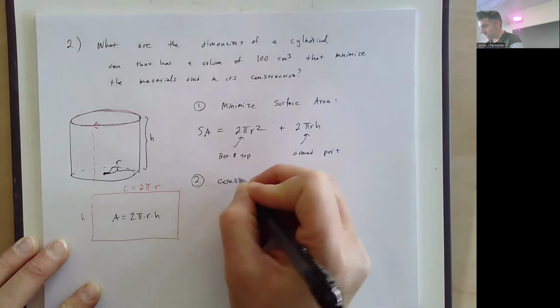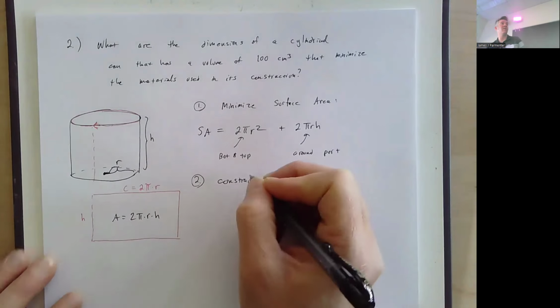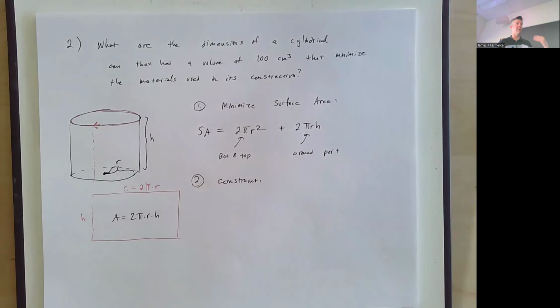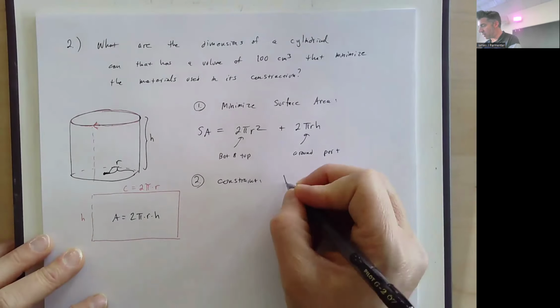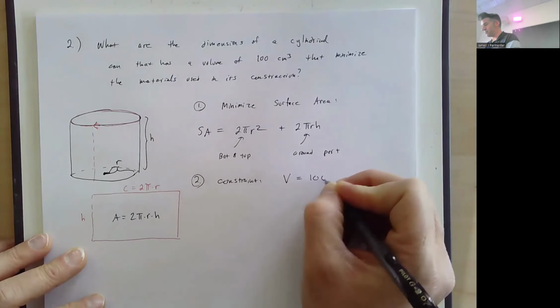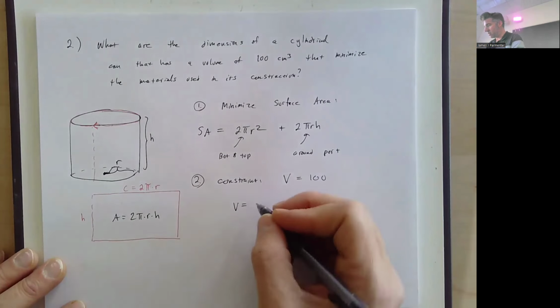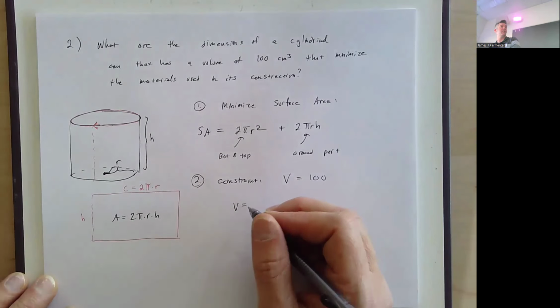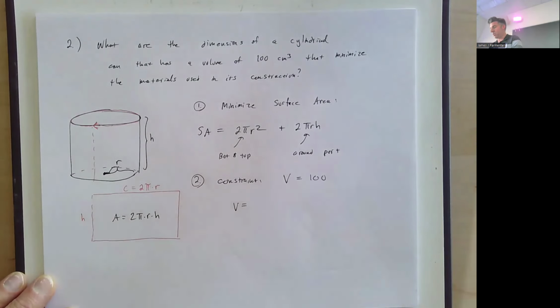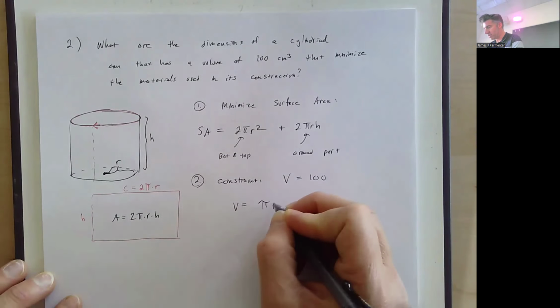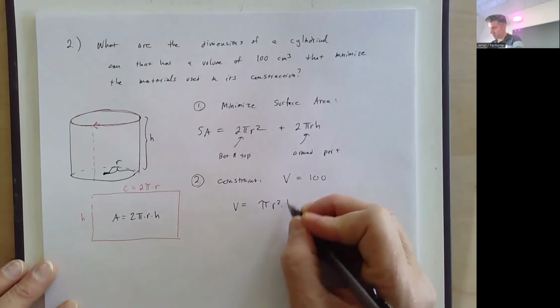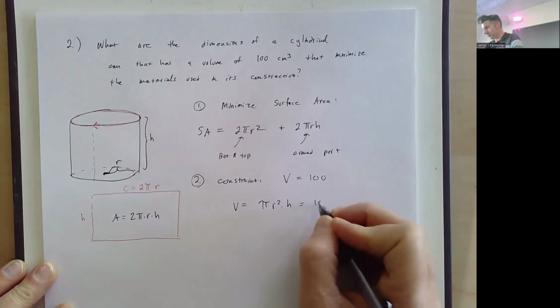And we are constrained by the fact that we want this can to hold 100 cubic centimeters of Coca-Cola or whatever we're putting in it. So our constraint is that the volume has to equal 100. I probably should have made it 100 pi, but I didn't. So the volume here is going to be, well, the equation for the volume of a cylinder is the base area, which is the area of the circle, times the height. We want that to be 100.